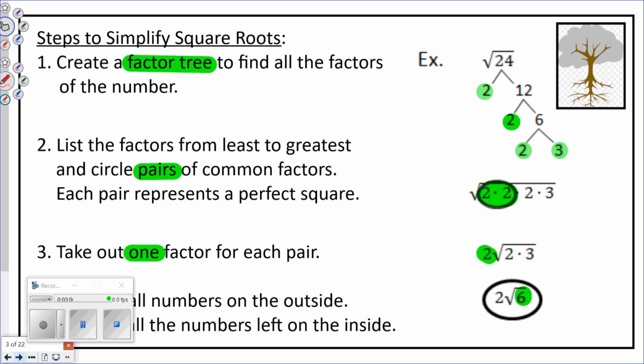This does it a little differently than I teach it. This says to list the factors from least to greatest. I don't do that, okay? I look for pairs, right? We're doing square roots. Square means 2, right? So we want pairs. So when I look at this, I'm like, oh, look, I have a pair of 2's. So if I have a pair of 2's, it comes outside.